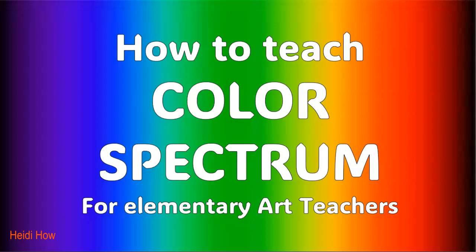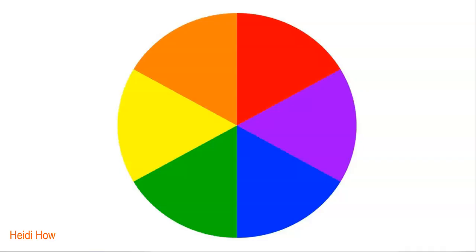In this video, I talk about how I teach the color spectrum, and I usually do this in first grade. Now, in kindergarten and in first grade, we have already talked about the color wheel. We've learned the primaries and the secondaries and mixing colors. So when we're ready to move on to the color spectrum, I present them with the color wheel.